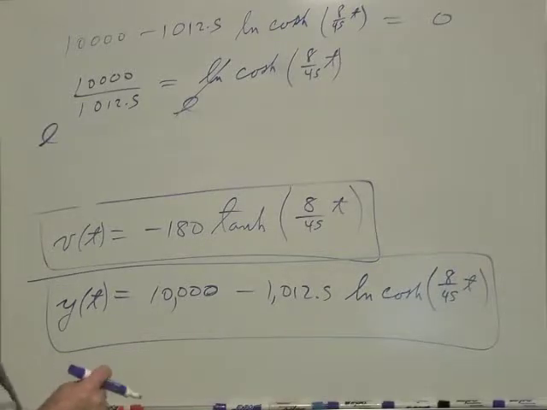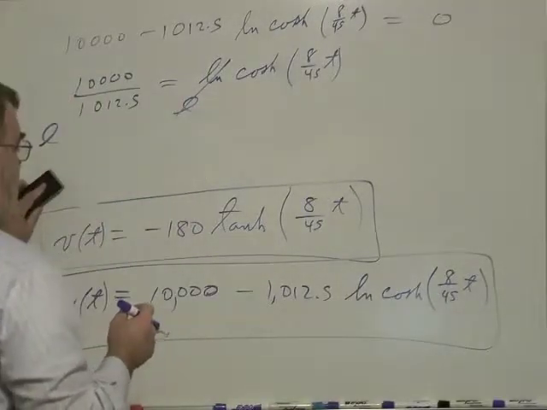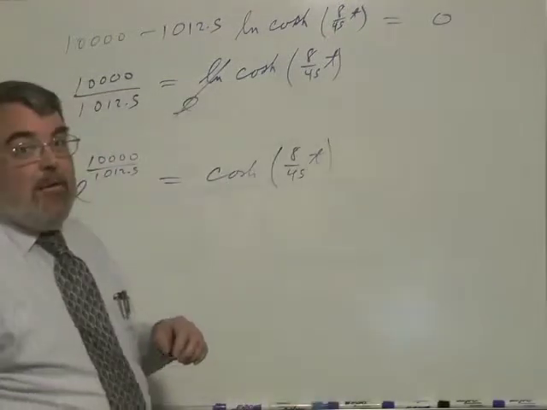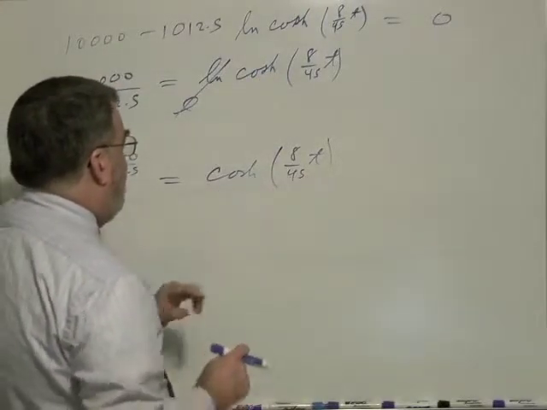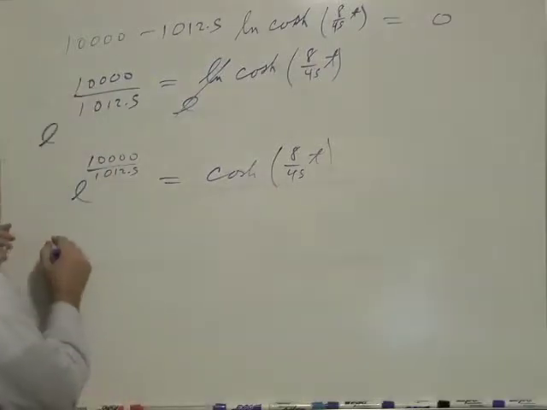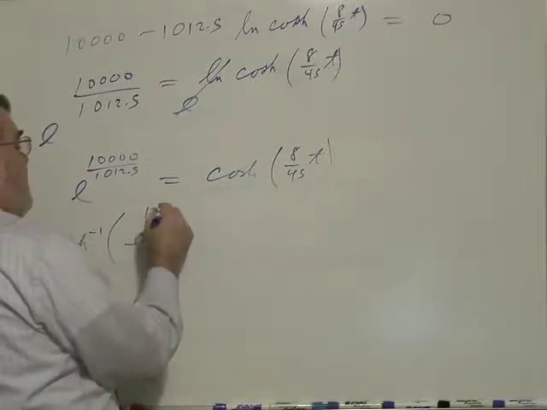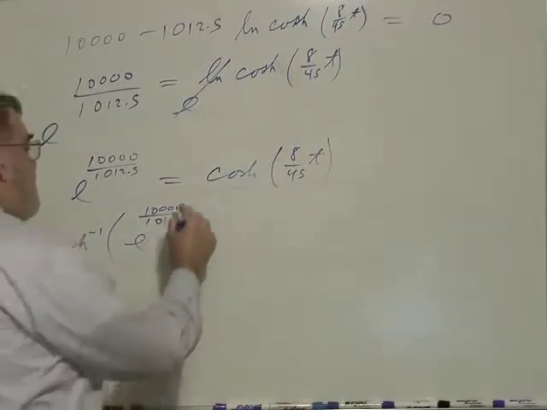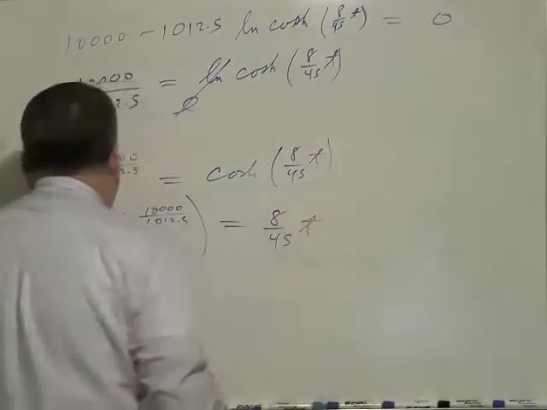Now my calculator comes with an inverse cosh function, and I'm going to erase this because I don't think we're going to need it now. I rewrote this a little more cleanly here, and to solve for t I need to apply the inverse cosh function. So it's going to be the inverse cosh of e to the 10,000 divided by 1012.5, and that equals 8/45 t.